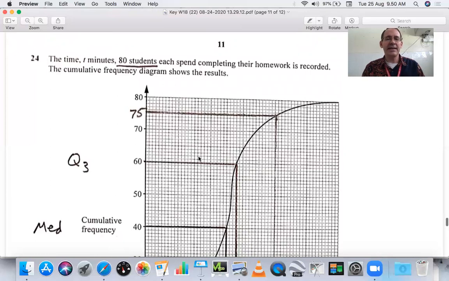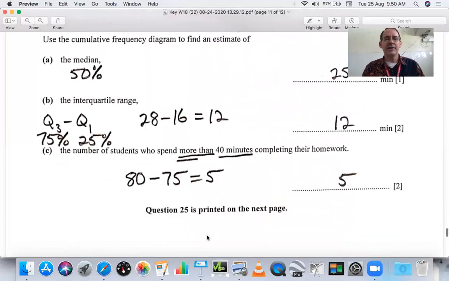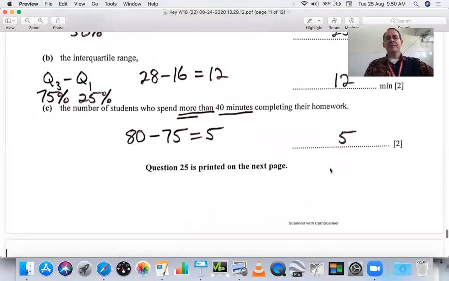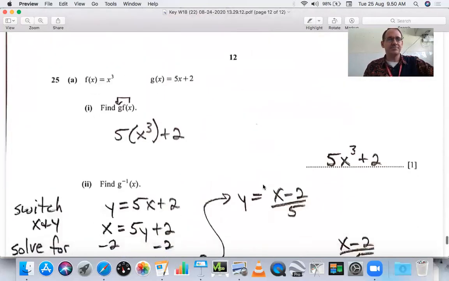So we want 80 minus 75 because it says more than. And so 80 minus 75 is 5. 5 students spent more than 40 minutes completing their homework. And since this is an hour-and-a-half long test, hopefully you spent more than 40 minutes doing this test.